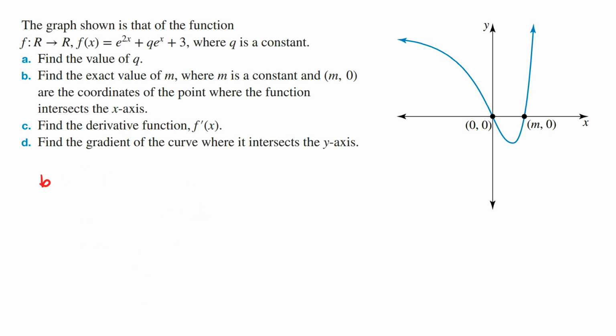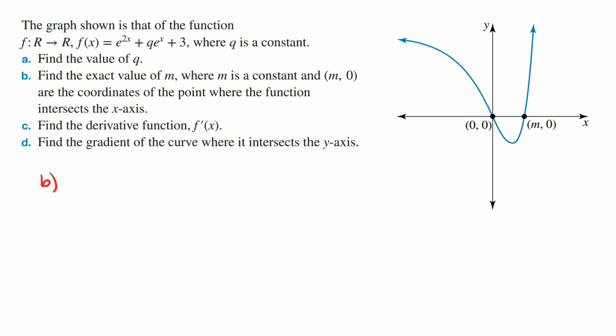Part B. Find the exact value of m where m is a constant and (m, 0) are the coordinates of the point where the function intersects the x-axis. And so the point m is the x-intercept of the function f of x. To find the x-intercepts, we let y is equal to 0 and then solve for x.